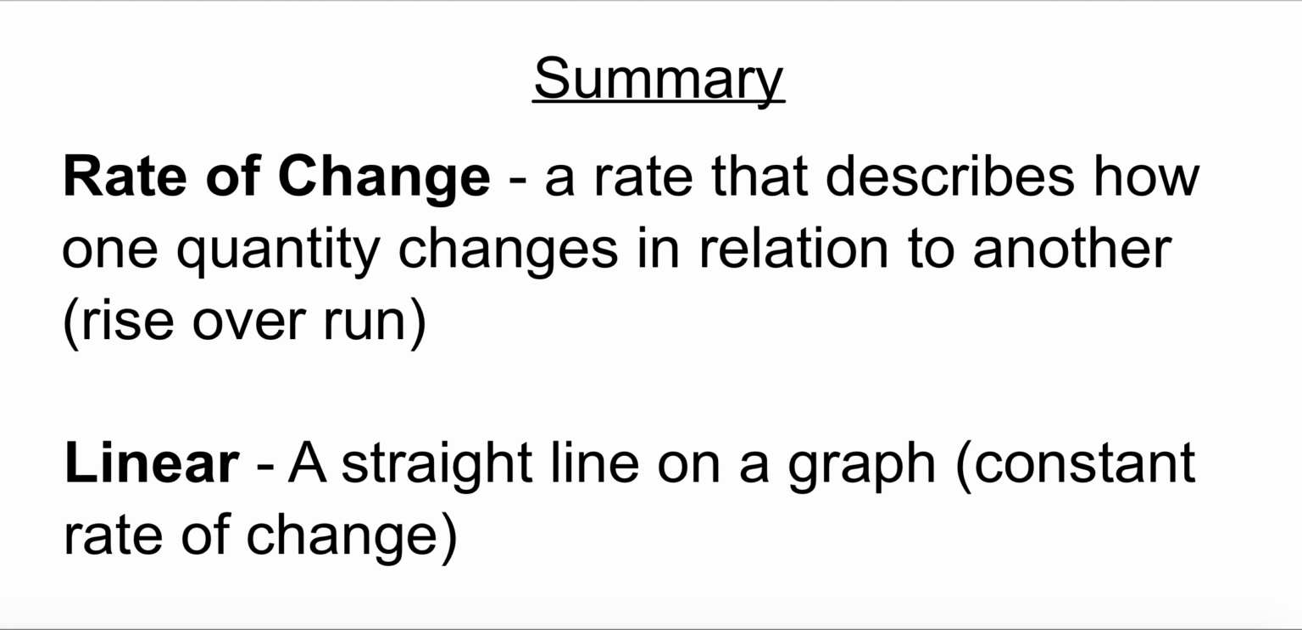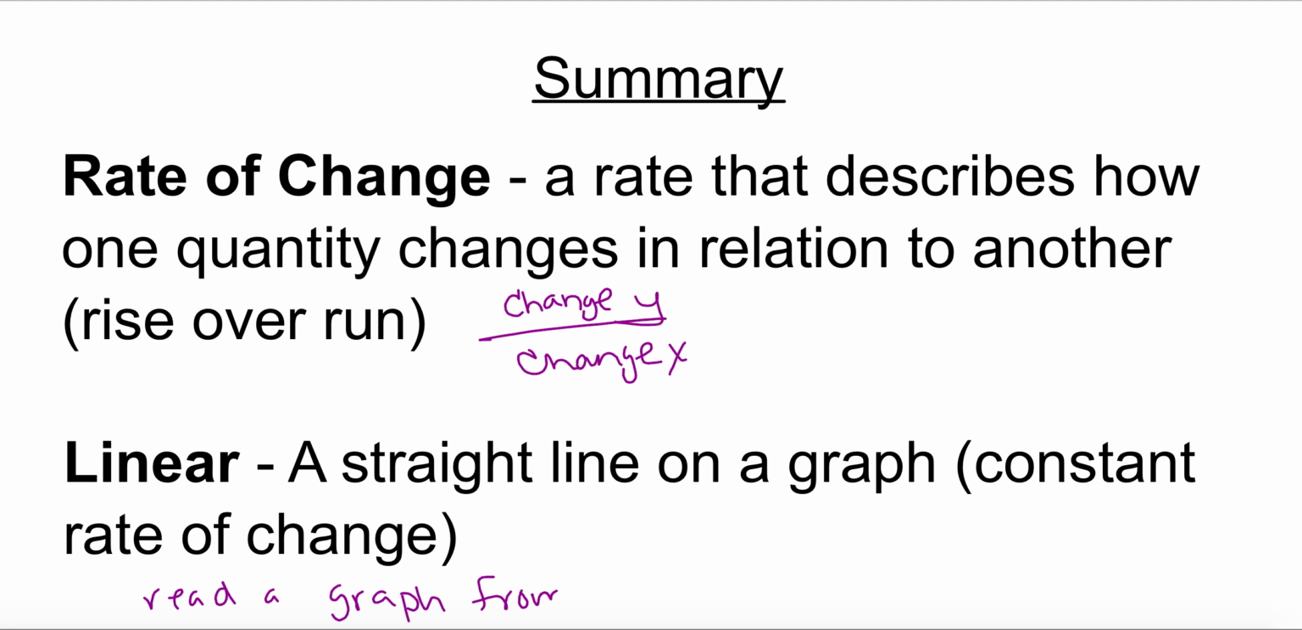So in summary, what do I need to know? A rate of change is going to describe how one quantity changes in relation to another. It's also going to be written as rise over run, which is your change in y over your change in x. How does the y change divided by how the x change? Remember that a straight line on a graph is what makes it linear. It's a constant rate of change. And remember, you read a graph from left to right just like you would a book.